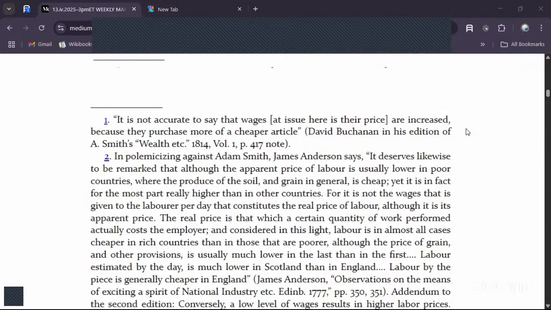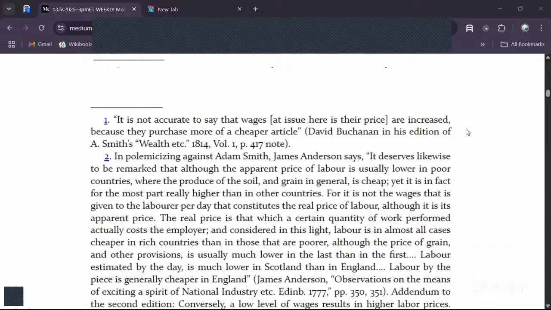Needless to say, short. These are the endnotes. It's not accurate to say that wages at issue here, that is their price, are increased because they purchase more of a cheaper article. Note 1.